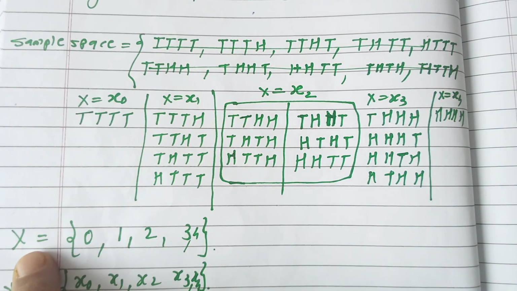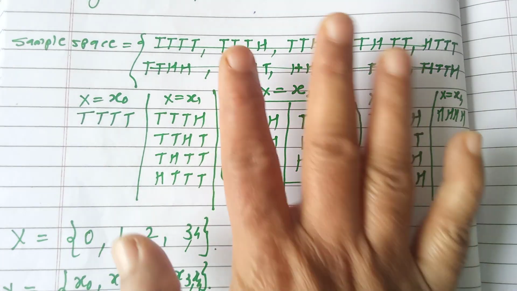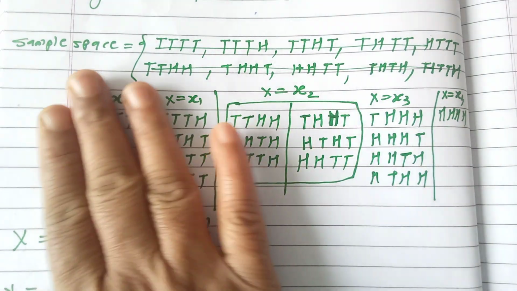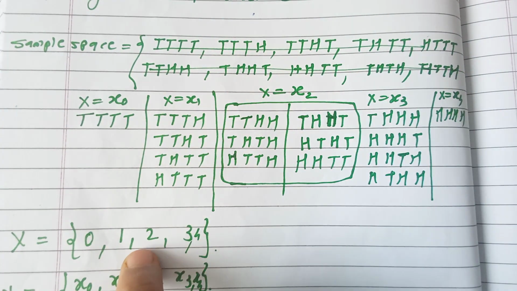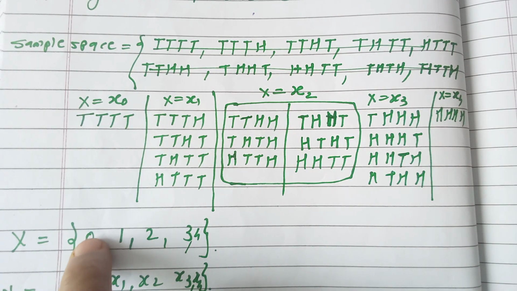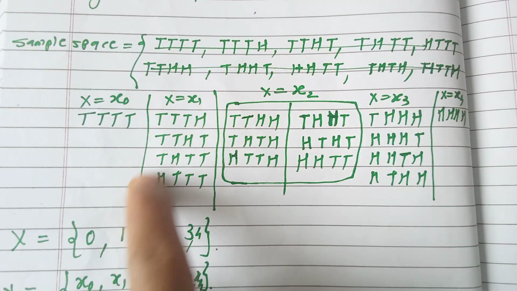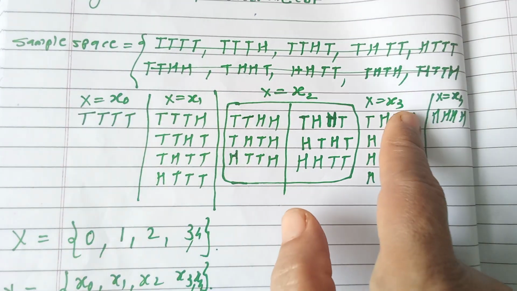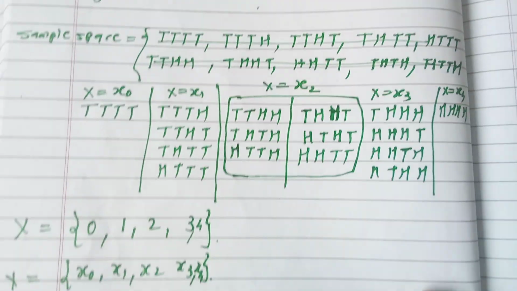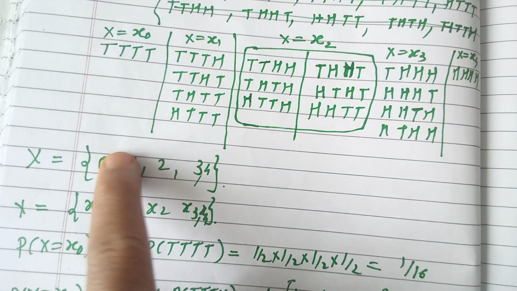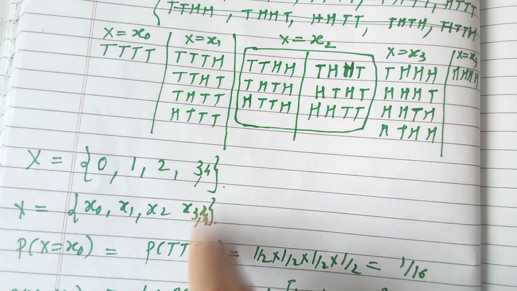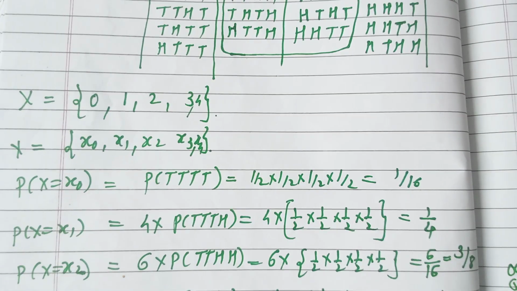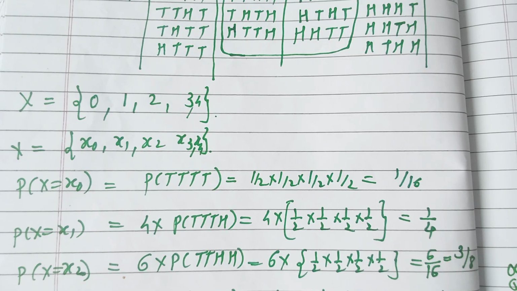So the random variable X maps these sample points to these real values. 0 corresponds to this one, 1 corresponds to this group, 2 corresponds to this group, 3 corresponds to this group, and 4 corresponds to this. So you can write it as x0, x1, x2, x3, x4. This is the definition of a random variable: it maps sample points to real values.